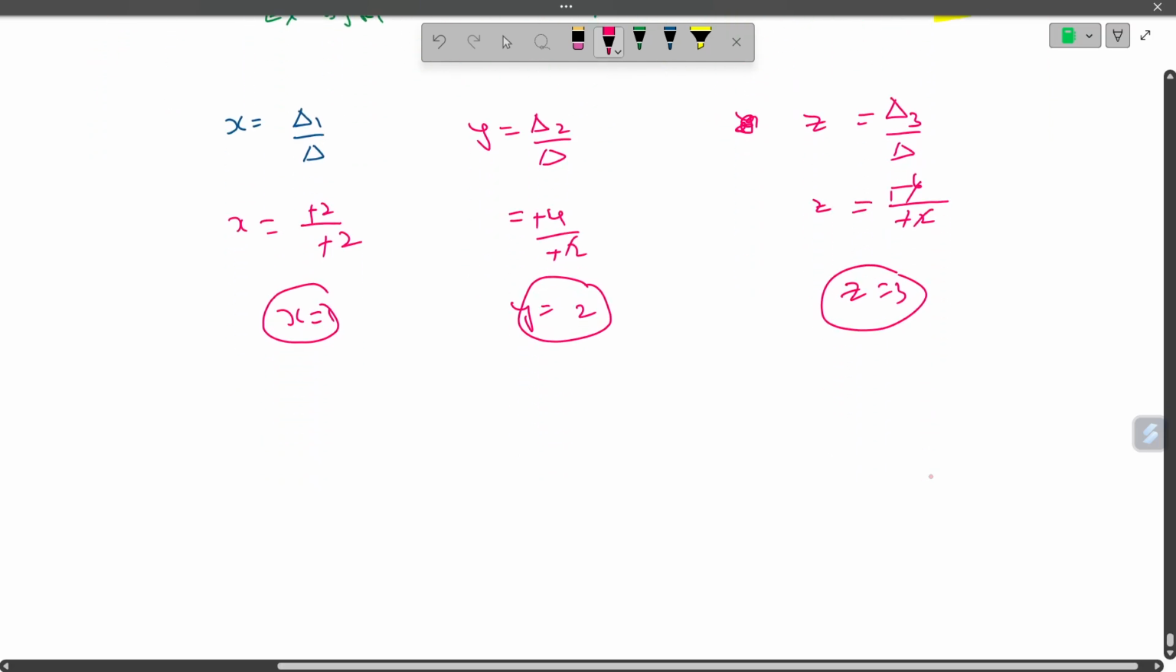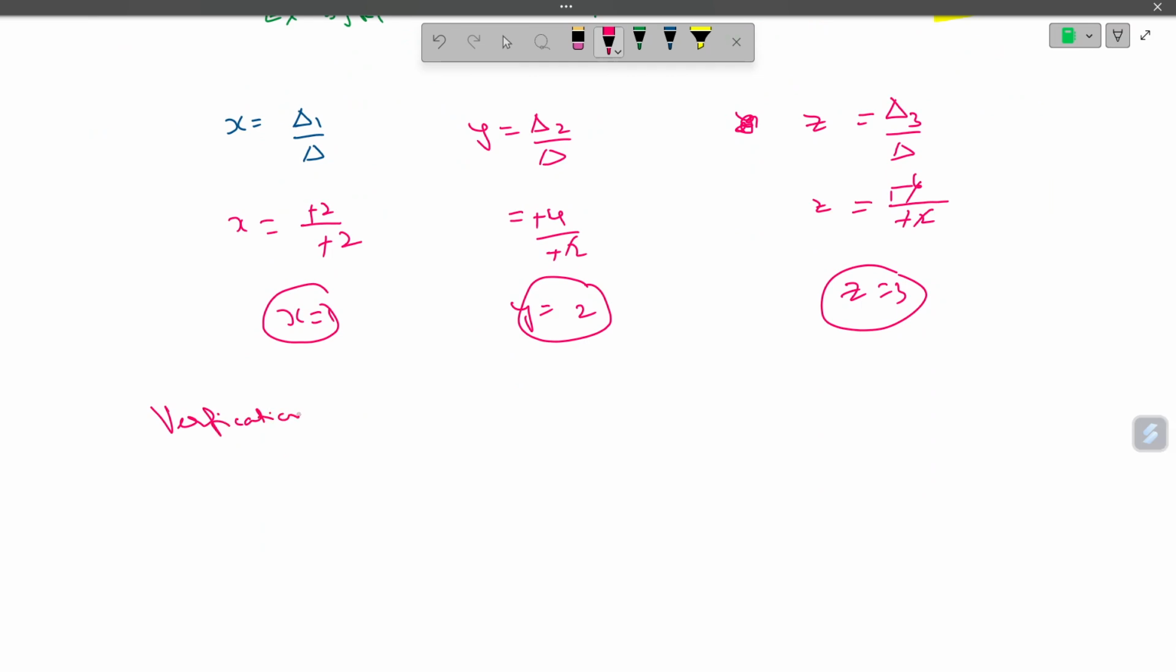We got x, y, z. Are we doing right? No, we don't know. Are we doing right or not? We don't know, so we have to verify or check. What we have to do, take one equation. First equation, x plus y plus z equal to 6. So 1 plus 2 plus 3 is equal to 6. 1 plus 2 is 3, 3 plus 3 is 6. That means we did right. Verification. So this is Cramer's rule.